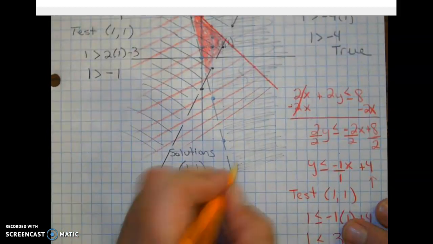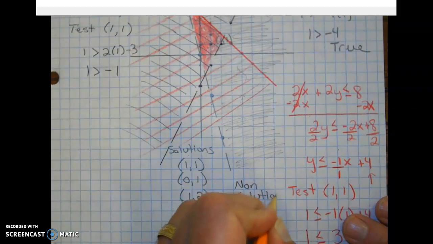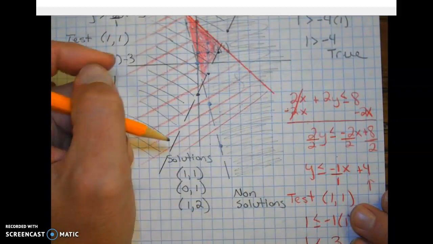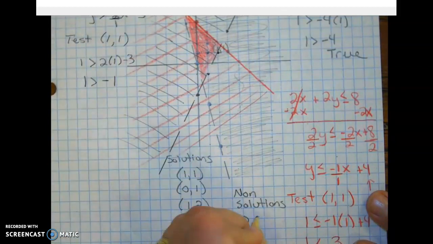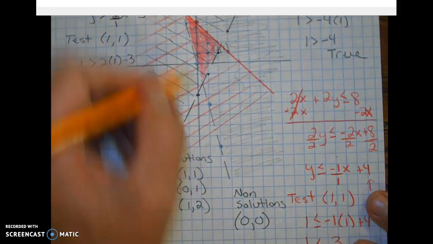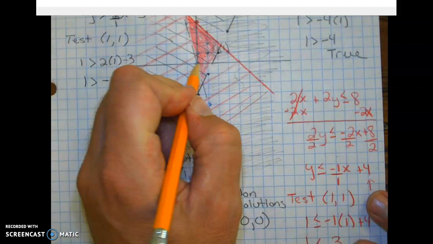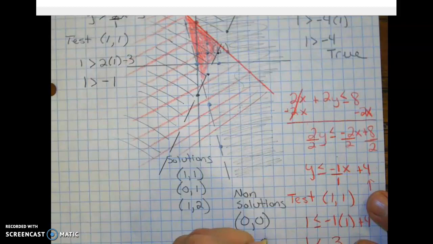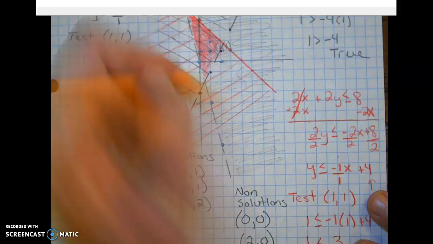Now, how about some non-solutions? Well, any point that's not in here. Let's start off with the 0, 0. 0, 0 is not a solution because it's on a dashed line. How about this point? 2, 0. That will not work. Only the points in the triple shaded region.